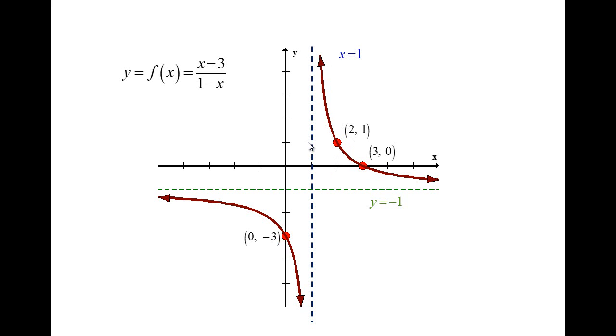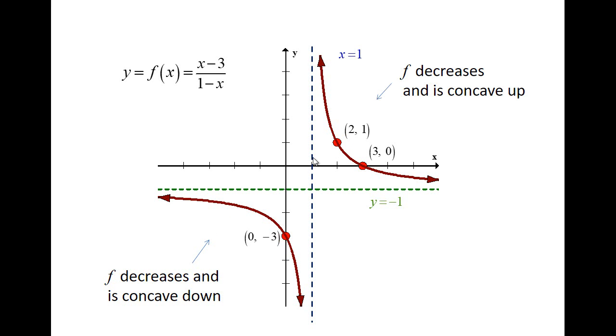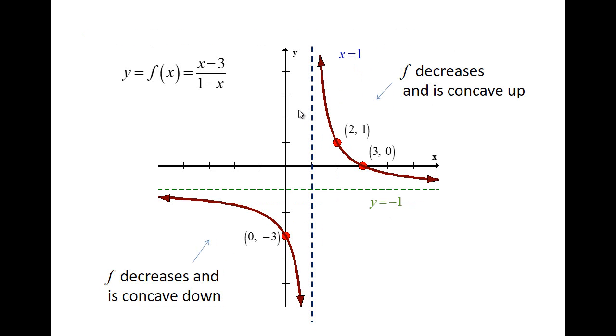So this is where we put together all the information that we have obtained from the previous 3 steps. Again, f is decreasing and is concave down here. f is decreasing but concave up here. So this is it. That's the graph.